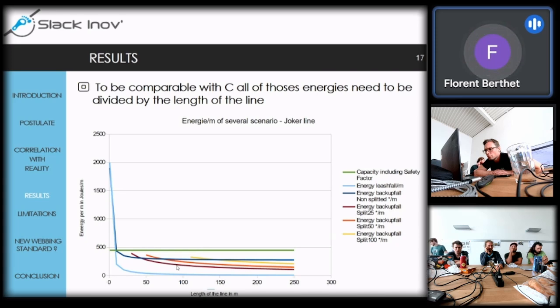In dark red, you have the energy of the backup fall in case of a split 25 meters long. In faded red, you have the energy of the backup fall in case of a split 50, and the green curve is the energy of a backup fall in case of a split 100.